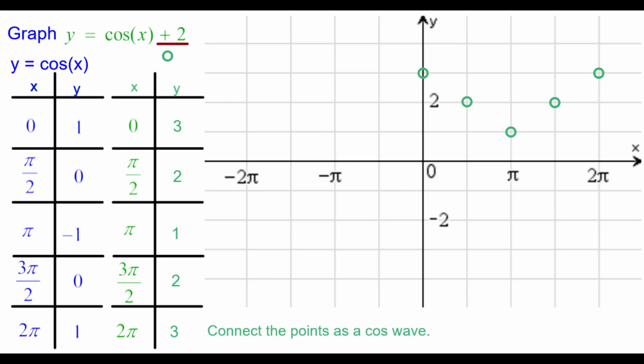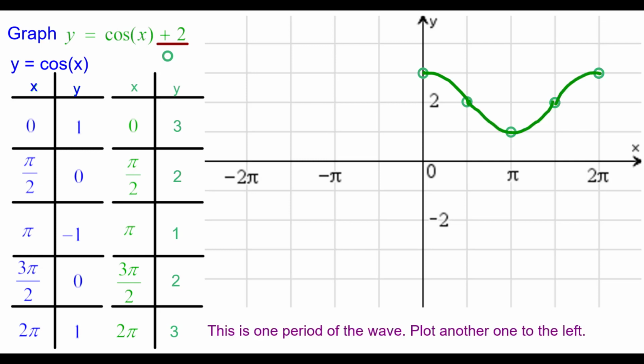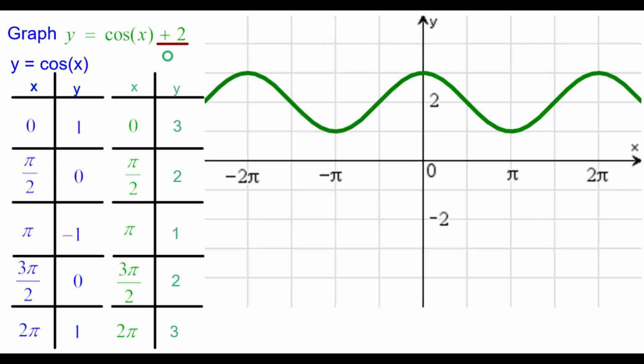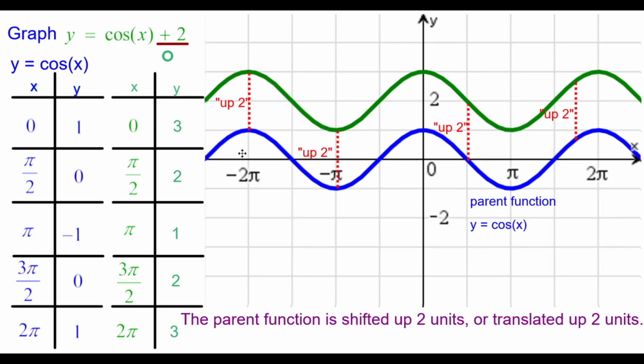Connect the points as a cosine wave. Frown, smile, frown. And we'll plot another one to the left by going back a period, 2 pi, from each of the points of interest. That point of inflection goes there, the minimum goes there, and the other point of inflection goes back 2 pi to that one. Connect the points as another cosine wave. And you can see that when we compare it to the parent function, the entire parent function is shifted up 2 units or translated up 2 units, every single point.